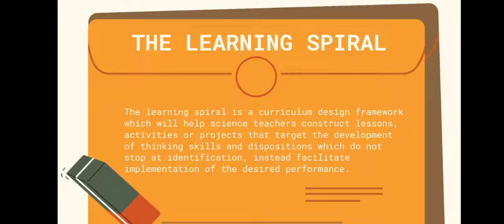Now let us know the learning spiral. The learning spiral is a curriculum design framework which will help science teachers construct lessons, activities, or projects that target the development of thinking skills and dispositions which do not stop at identification, instead facilitate implementation of the desired performance.